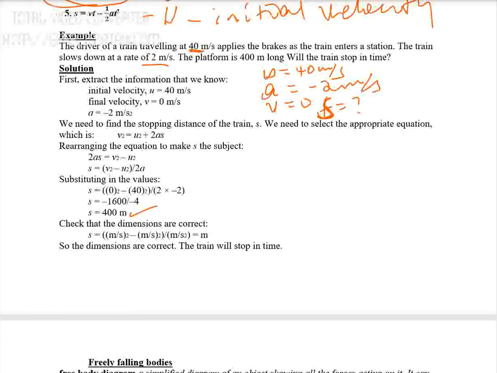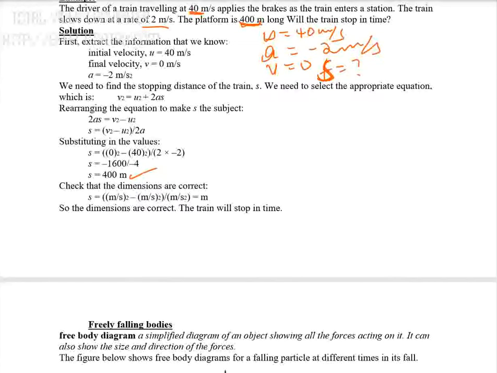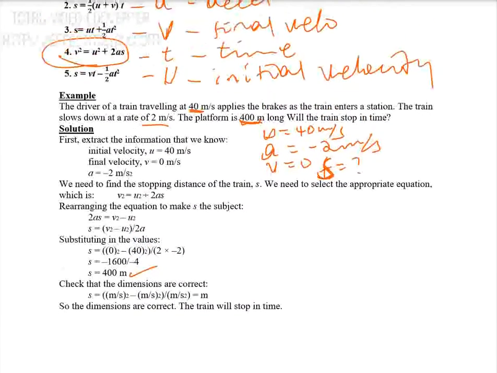400. But the distance between the train and the station is 400. Therefore, it will stop at the station, because the train has a distance of this much, and to stop it needs this amount of distance. Therefore, the train stops in time. And if you are asked to calculate the time, you can use the time-missing equation.